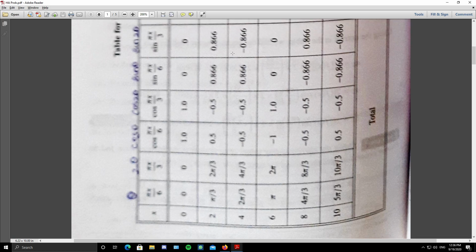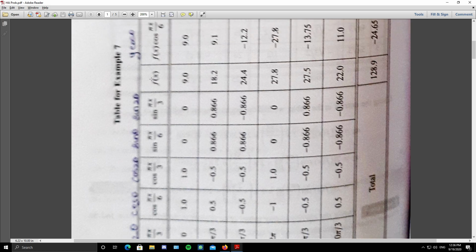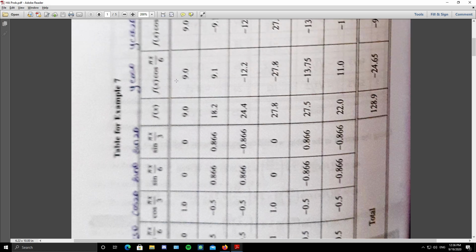Then sin 2 theta. This is the 2 theta column: sin 0 is 0, sin 2 pi by 3 is 0.866, sin 4 pi by 3 is minus 0.866, sin 2 pi is 0, sin 8 pi by 3 is 0.866, sin 10 pi by 3 is minus 0.866. Then you have the y column, the f of x column, then y cos theta.